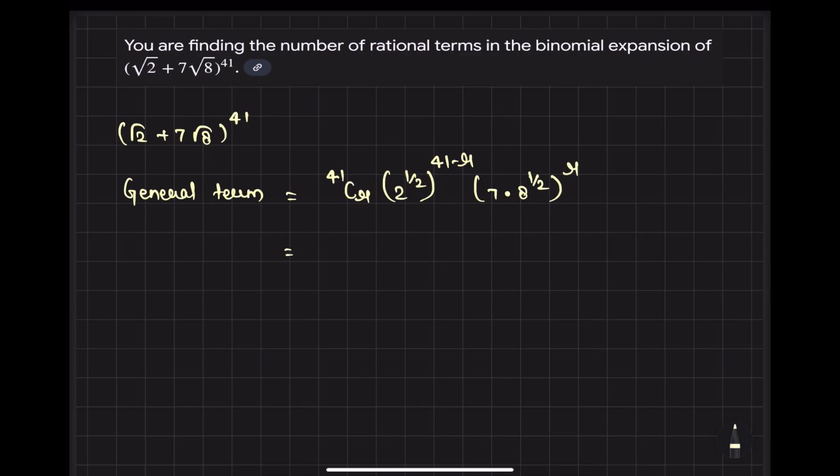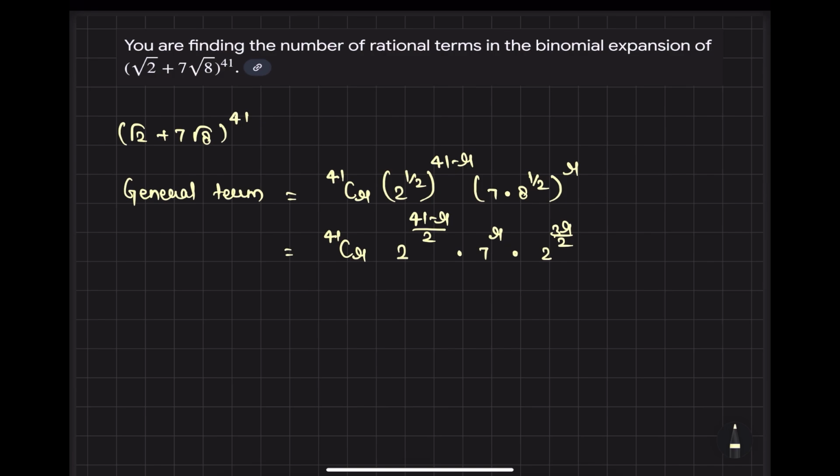So can I write this as 41 C R, 2 to the power (41 minus R) by 2, into 7 to the power R, into, we can write 8 as 2 power 3, so 2 power 3 by 2, that is 3R by 2. This is okay or not? Correct?